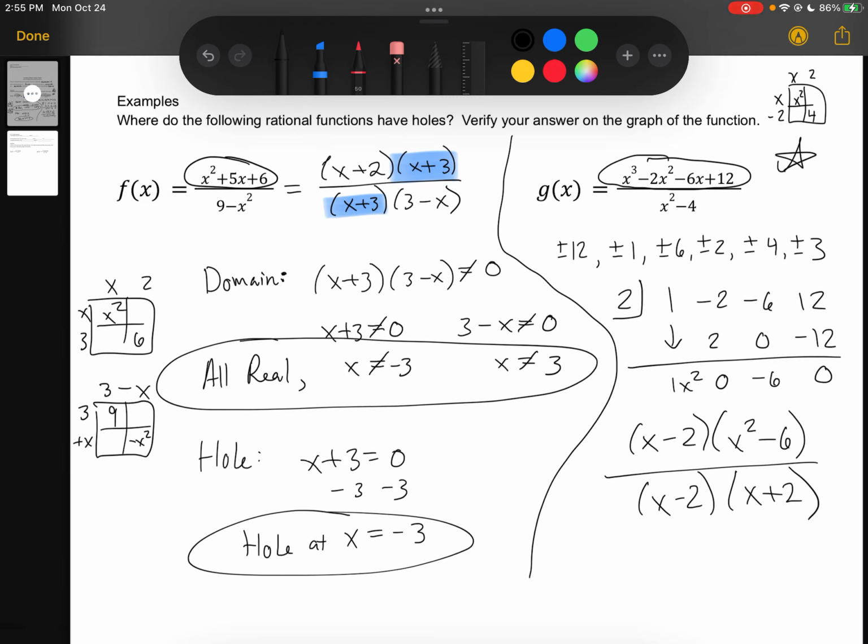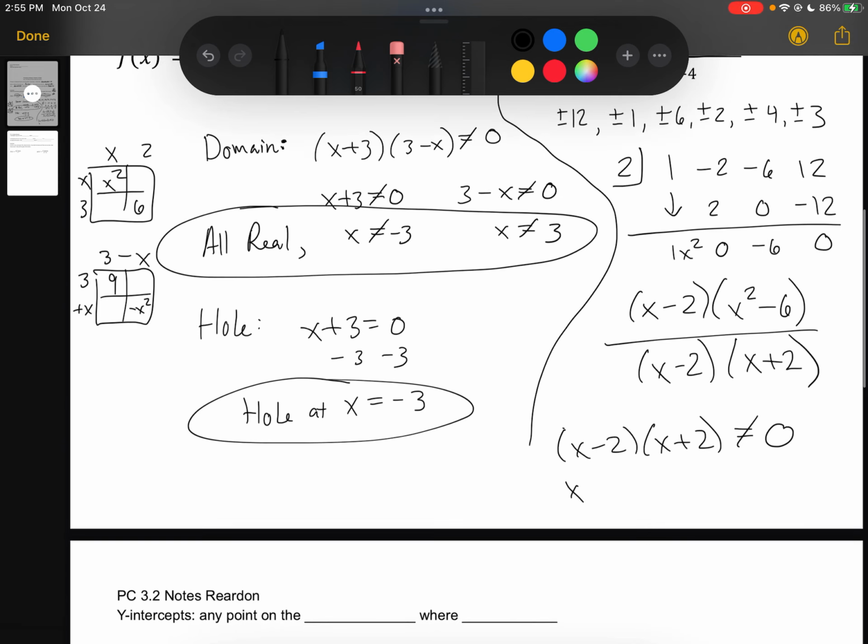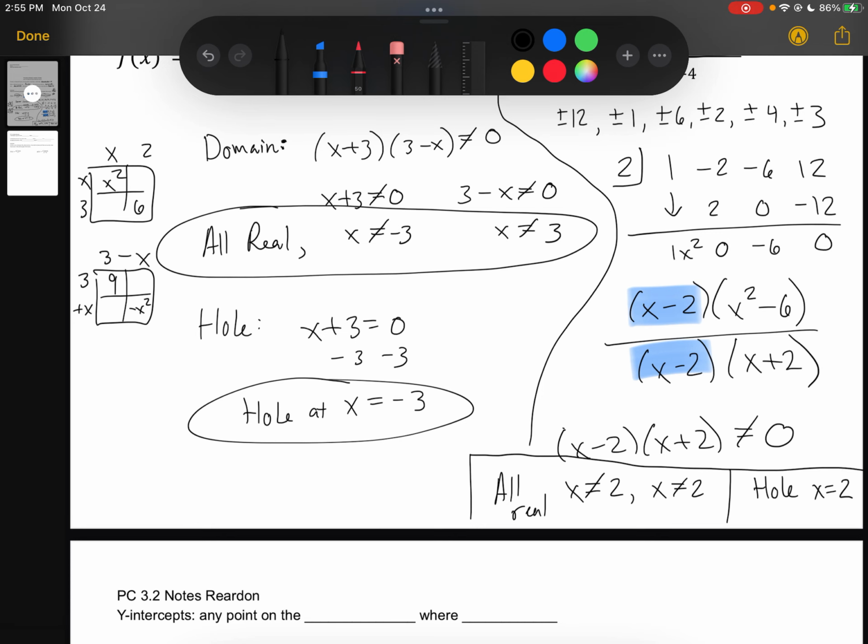And then on the bottom, we can use that to solve for our domain. So for our domain, x minus 2, x plus 2, not equal to 0. So we'll get x does not equal 2, and x does not equal negative 2 for our domain. So all real numbers except for that. And then for our hole, we can see x minus 2 is repeated on both the top and the bottom. So we can have a hole at x equals 2. Because if we set x minus 2 equal to 0, we'll get that answer of x equals 2.